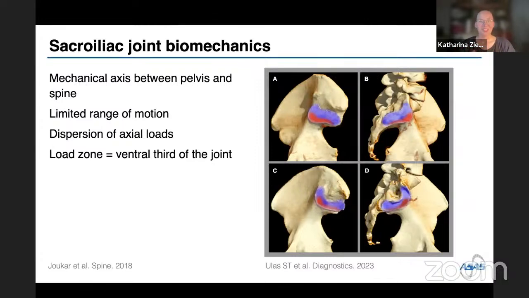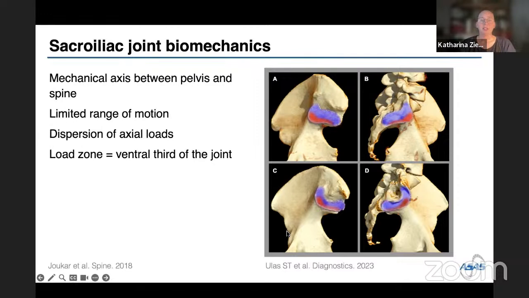So if it doesn't move, what does this joint even do? It actually helps to disperse axial loads. And axial loads are the forces that work on the human body when standing upright, when walking, or jumping. So anything in this kind of vertical axis is called an axial load. So what the sacroiliac joint does is basically it homogenizes this load when it transfers it from the legs to the spine. The loads are not distributed completely evenly across the joint.